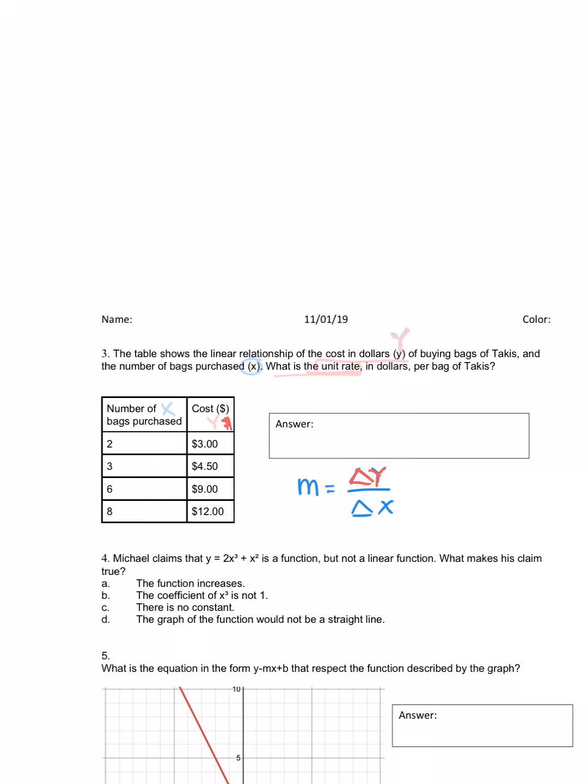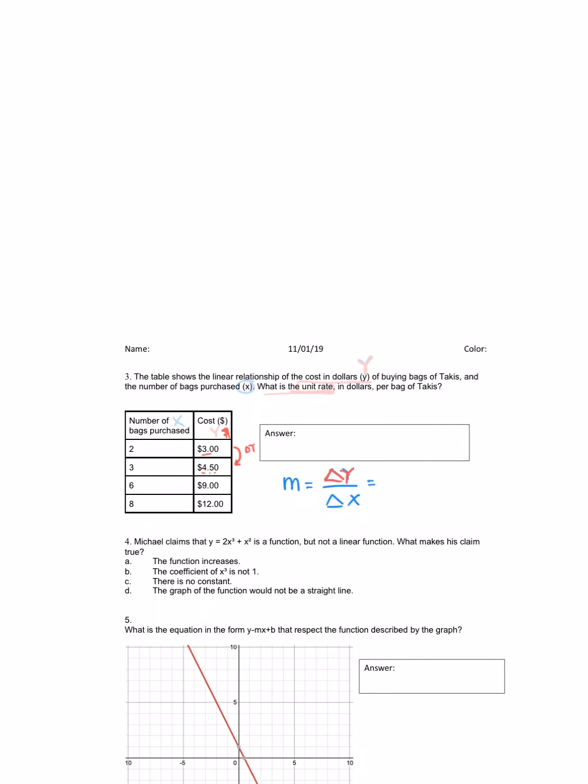So here we go. What is your rate? How did your y increase? That's called your change in y. You went from $3 to $4.50. So you're going to have to do some subtraction. $4.50 take away $3. That's 0. That's 5. Drop your decimal. 4 take away 3 is 1.